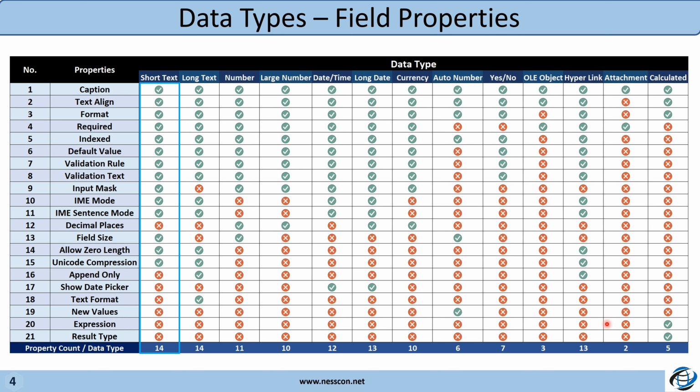So there are many data types where the number of available properties depends on the data type. The fewest properties are available for attachment, just 2, and the most are for short text and long text. Today's lesson is all about these properties. We will go one by one and learn all about the properties, starting from caption until result type. So let's start with caption.